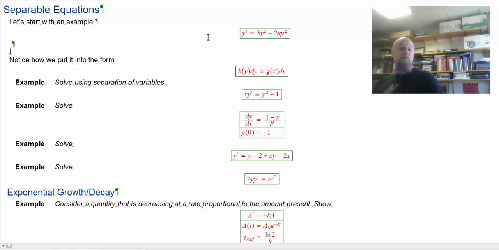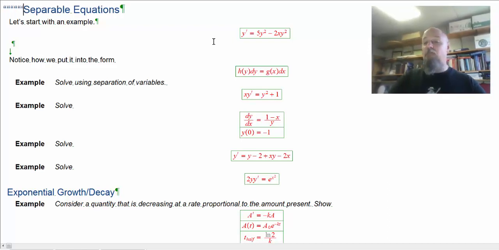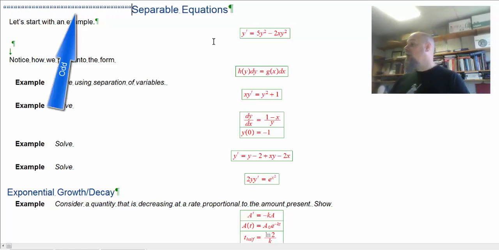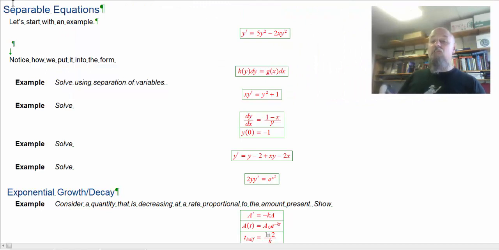First off, this is a technique that is generally applicable to first order equations, but the equations don't have to be linear. So let's start with an example.